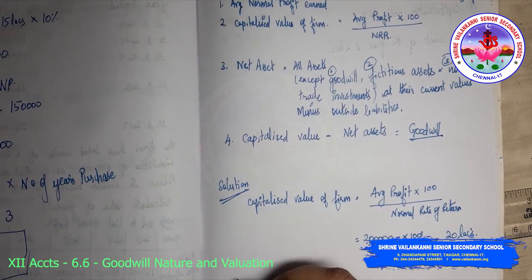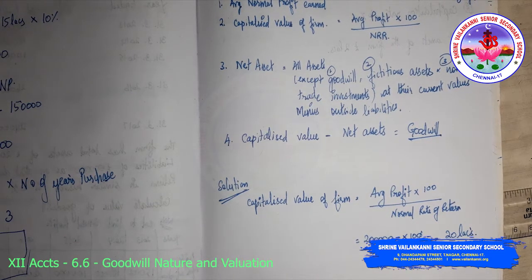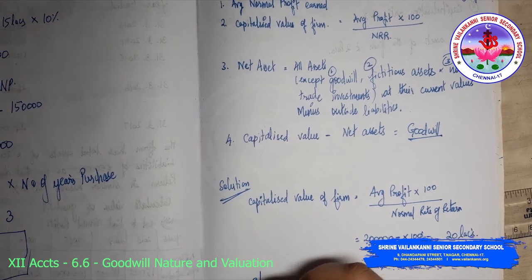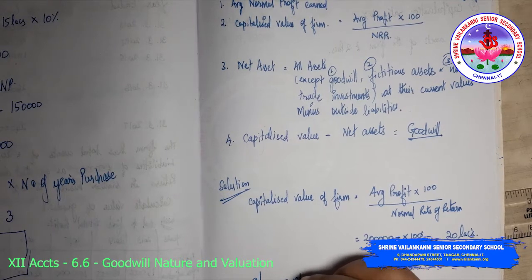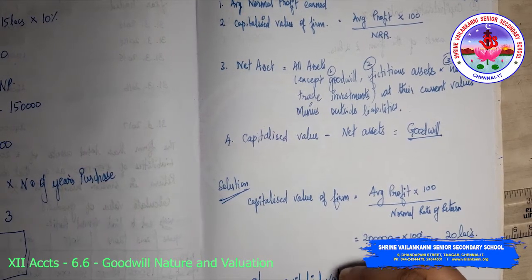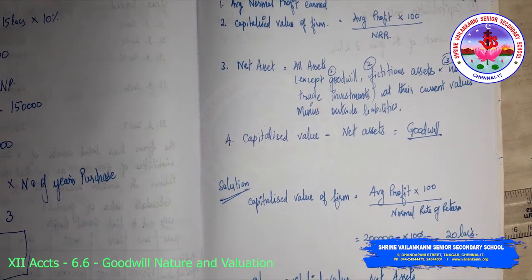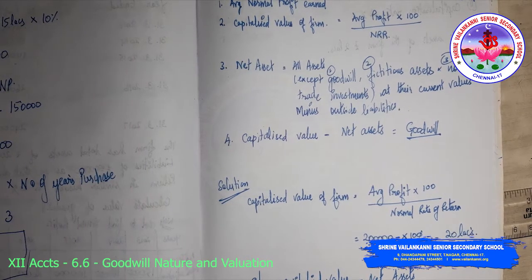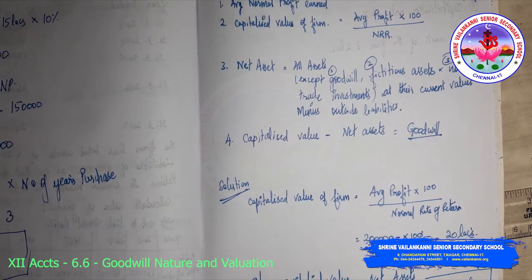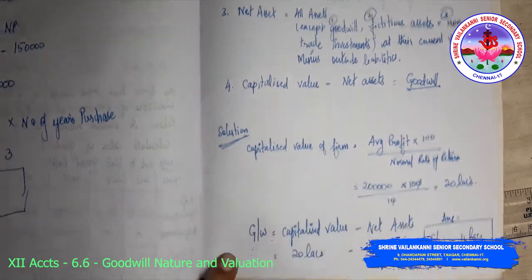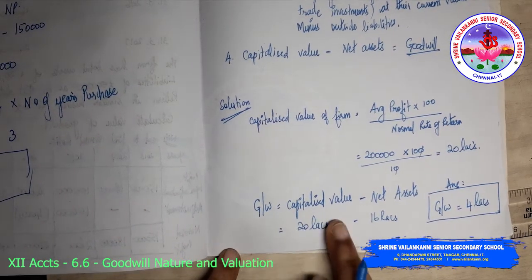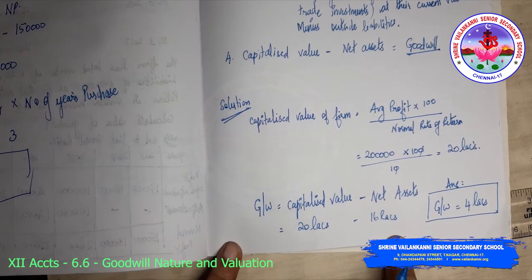Okay, and then what is the third step? Third step is the net assets. Since net assets totally is given, total assets is 16 lakhs. So my goodwill is equal to capitalized value minus net assets. What is the capitalized value? 20 lakhs. Net assets 16 lakhs. So goodwill value is 4 lakhs. So this is my answer. I hope that this is clear to you. Goodwill is capitalized value minus net assets, 20 lakhs minus 16 lakhs.